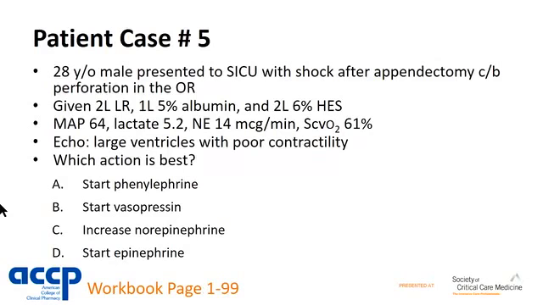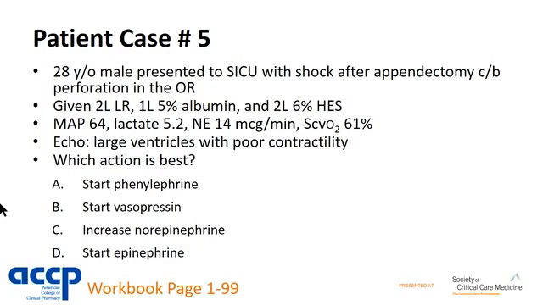Which brings us to case number 5. This is a patient who was presented to the surgical ICU with shock after an appendectomy that was complicated by perforation in the operating room. The patient was given 2 liters of lactated ringers, 1 liter of 5% albumin, 2 liters of 6% hydroxyethyl starch in the OR. Again, a case taken from our practice. This is what we do.